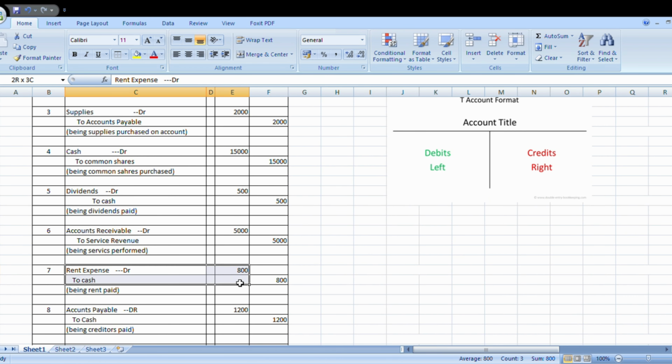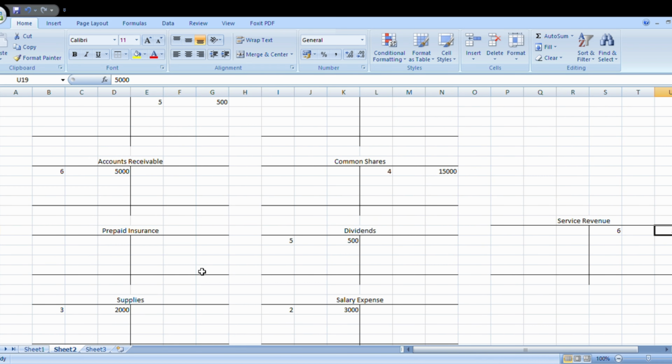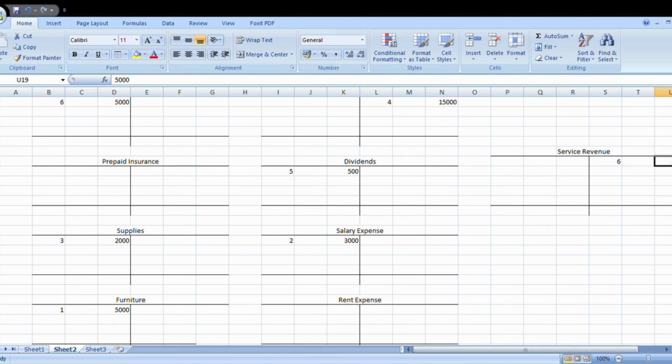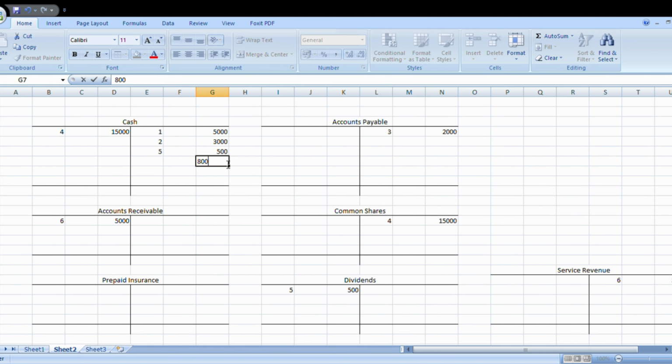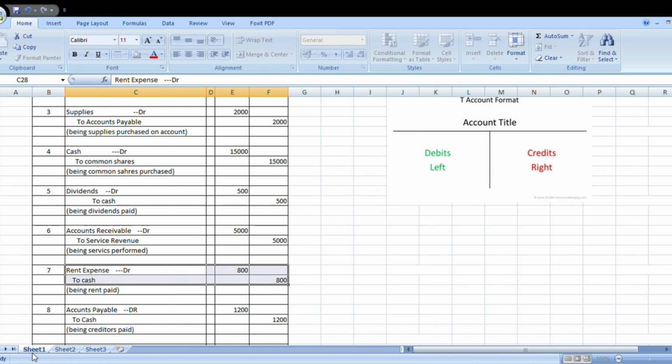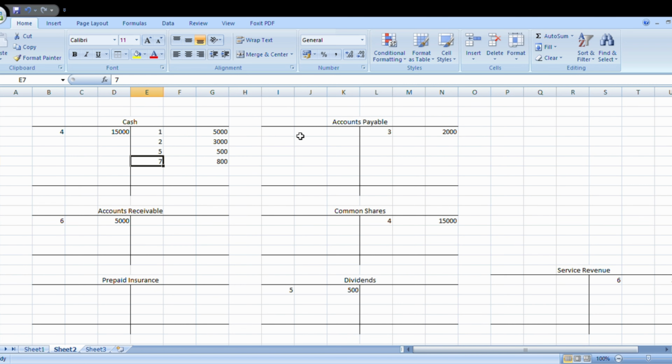Next is rent expense to cash 800. Rent expense has a debit balance here of 800 in transaction number 7, and to cash. Cash has a credit balance of 800 in transaction number 7. Accounts payable to cash 1,200. Accounts payable has a debit balance of 1,200 in transaction number 8. To cash. Cash again has a credit balance of 1,200 in transaction number 8.